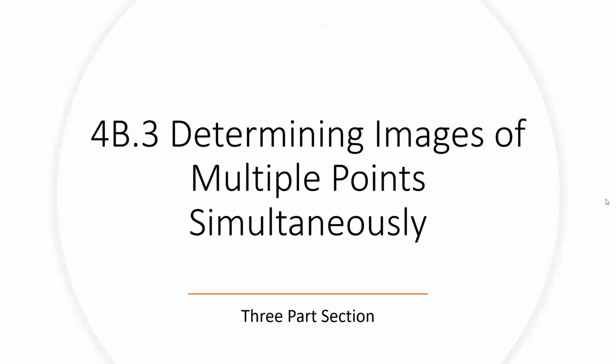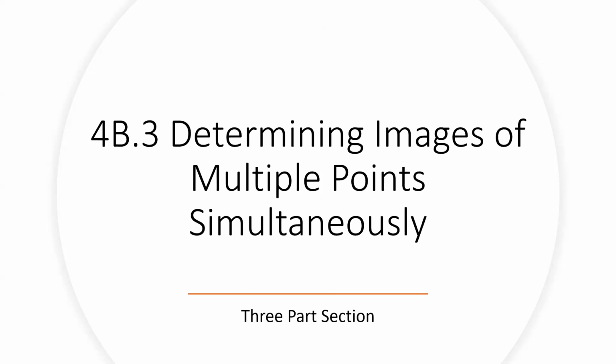All right, so we're moving on to section 4B.3. Please pay attention, because that's how we learn, is by paying attention. So 4B.3 is about determining images of multiple points simultaneously. It's going to be a mix of us talking about matrix multiplication, solving systems with matrices, and transforming points in geometry. Okay, so it's a hodgepodge.